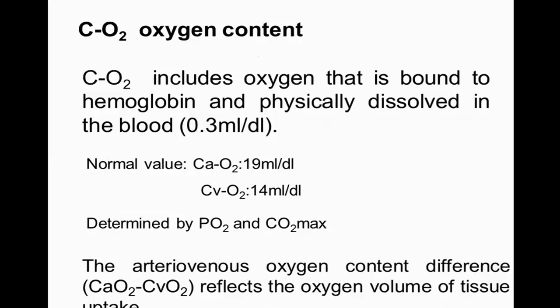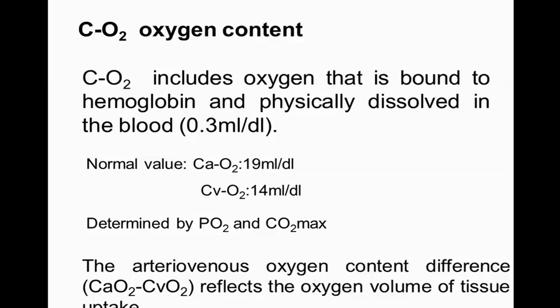PaO2, the oxygen tension. This is the oxygen content, which includes, as we said before, just a revision, oxygen that is bound plus dissolved. It's normally about 20 in arterial and venous about 15, and the difference is about how much? 5, which is uptaken. It's a revision, yes? The oxygen content is determined by what? The PO2 and the CO2 max.